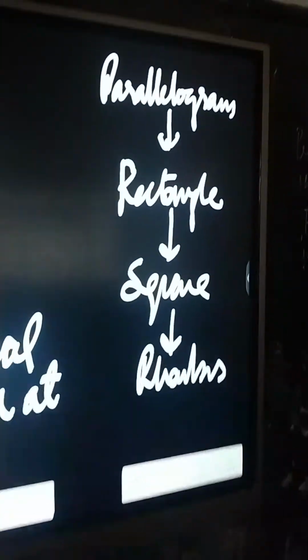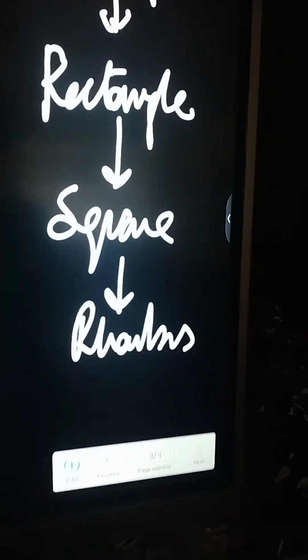Got it? So after the square comes the next shape, which is a rhombus. So what is a rhombus?